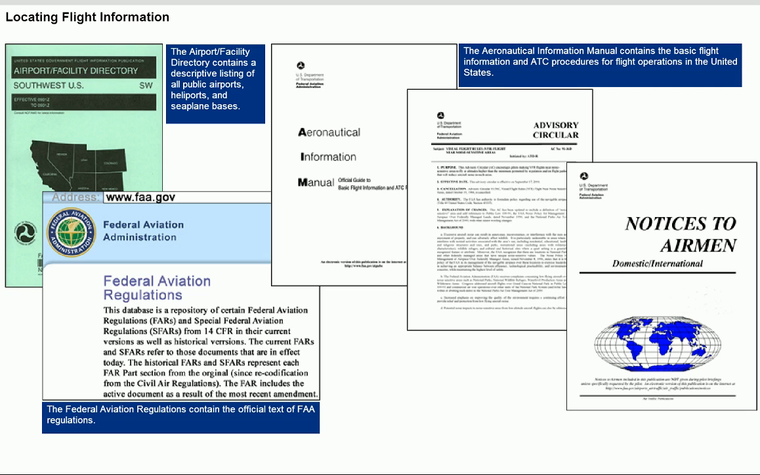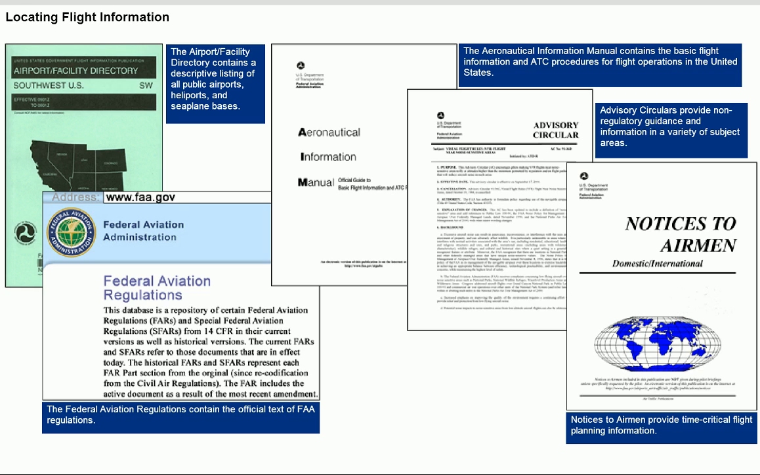The Aeronautical Information Manual contains the basic flight information and ATC procedures you must follow to conduct flight operations in the United States. Advisory circulars provide non-regulatory guidance and information in a variety of subject areas, such as airspace, airports, and air traffic control. Notices to airmen provide time-critical flight planning information.